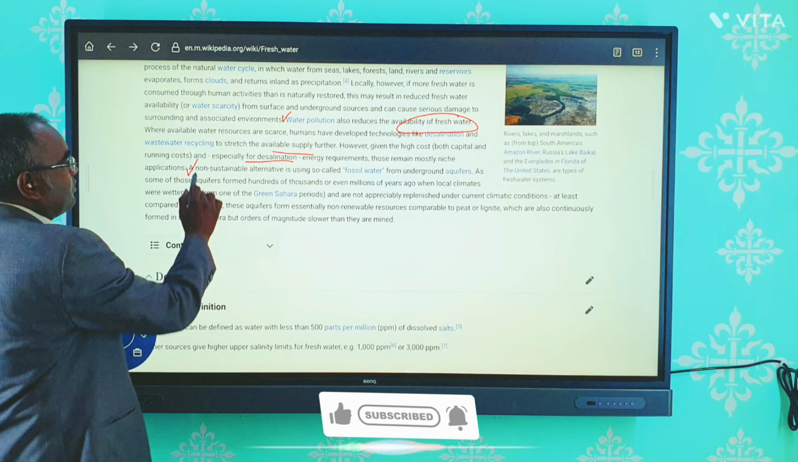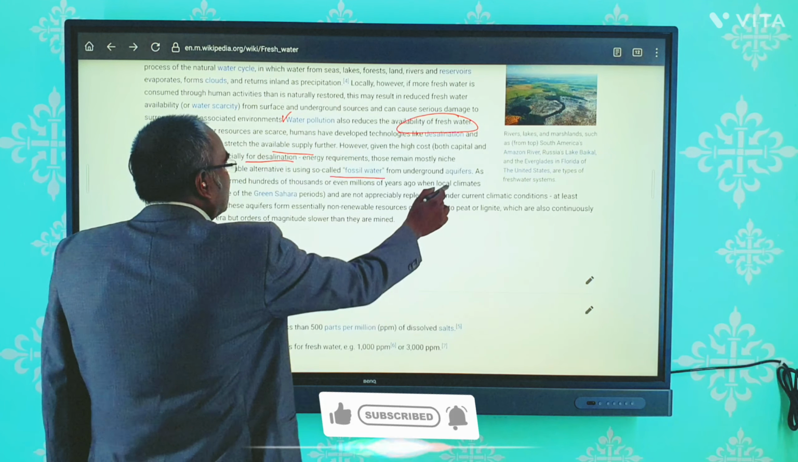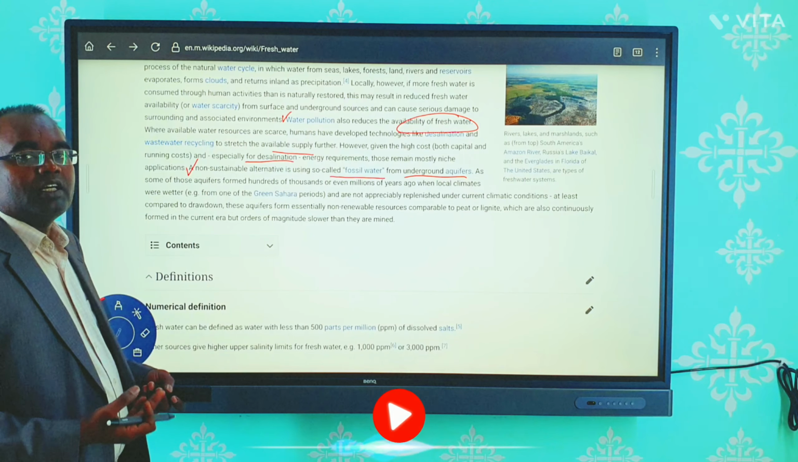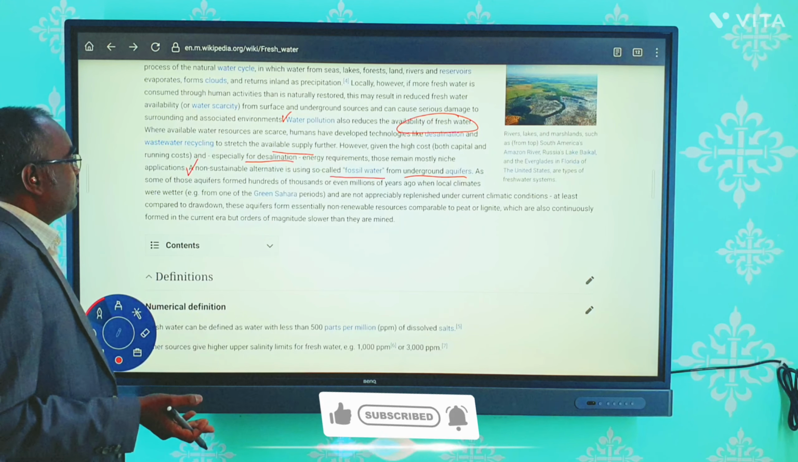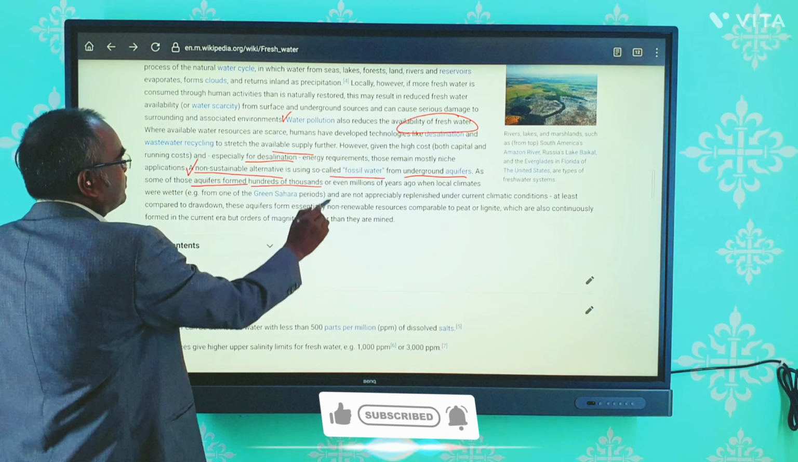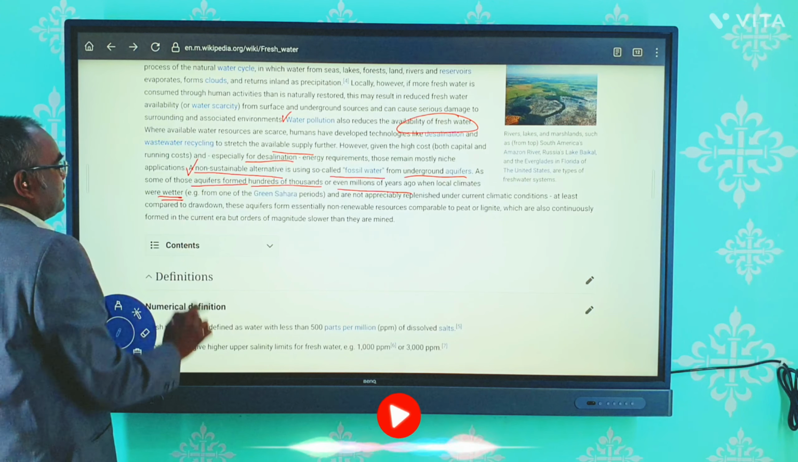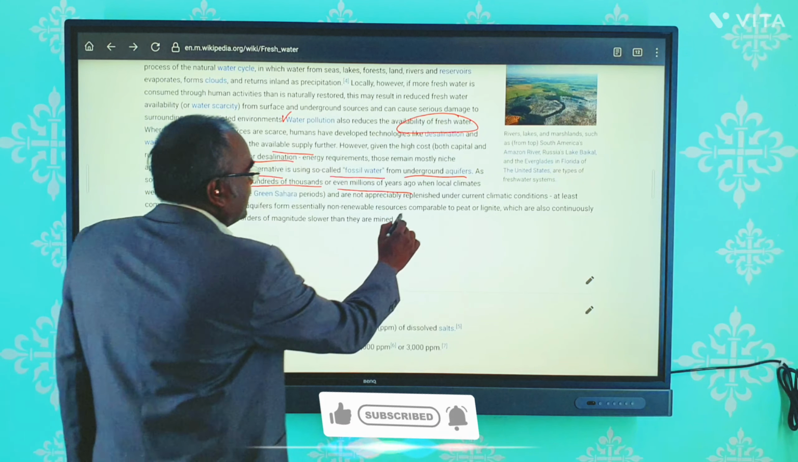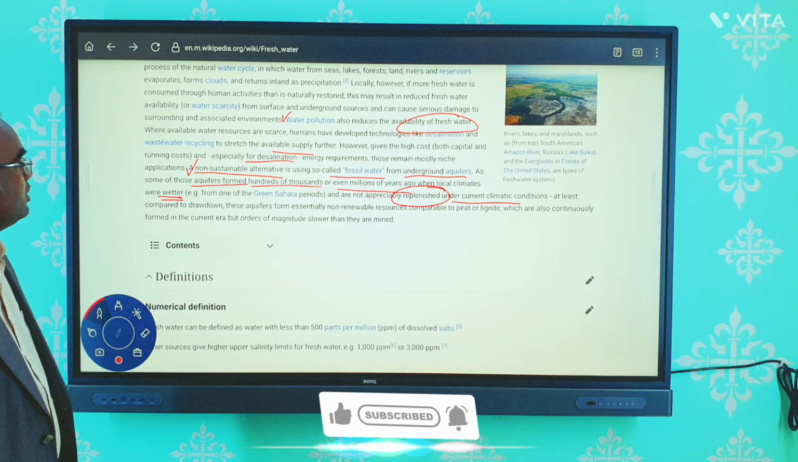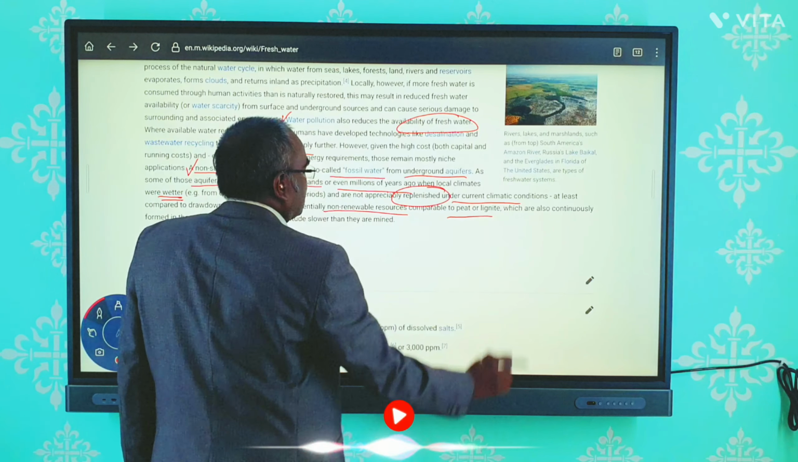A non-sustainable alternative is using so-called fossil water from underground aquifers. So what we do is pump out the groundwater regularly and consume it, making the water less available for our future generations. Some of those aquifers formed hundreds of thousands or even millions of years ago when local climates were better, and are not appreciably replenished under the current climatic conditions. At least compared to the drawdown, these aquifers form essentially non-renewable resources comparable to peat or lignite.